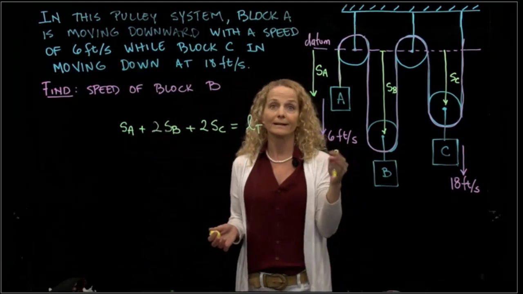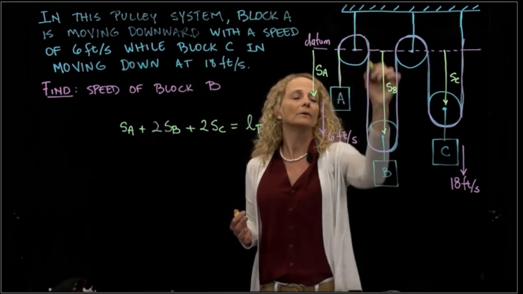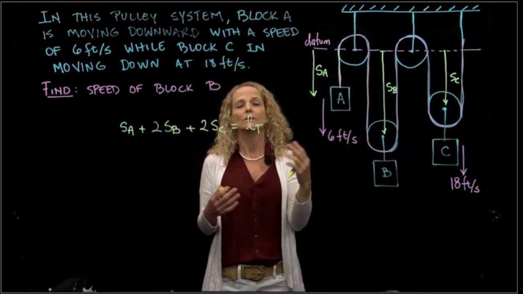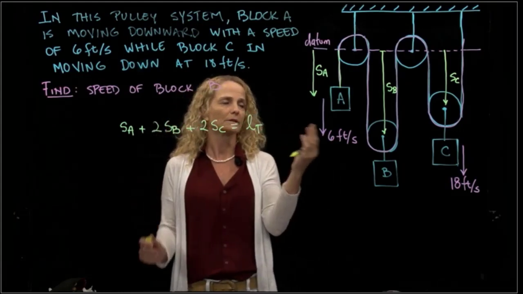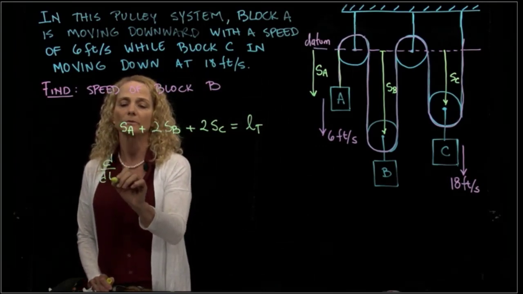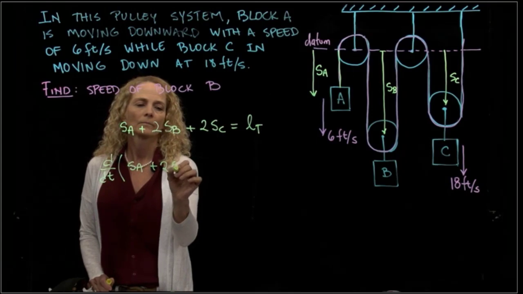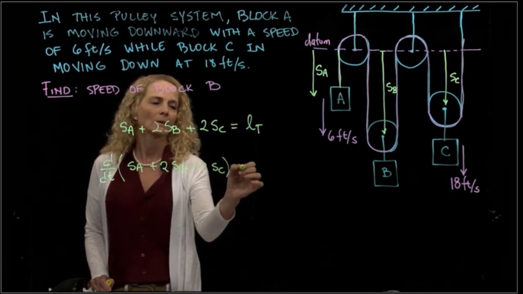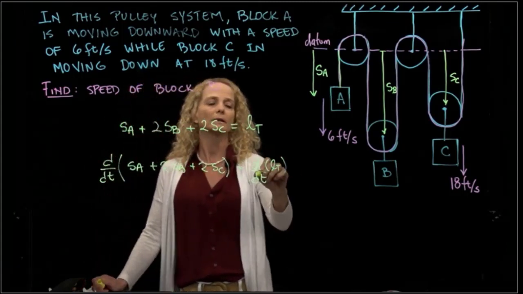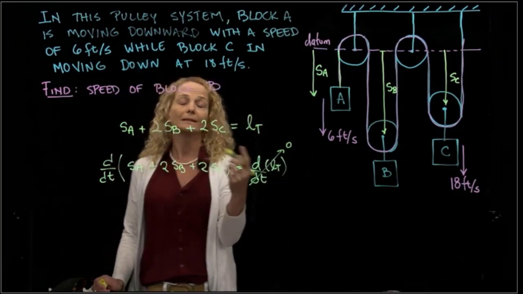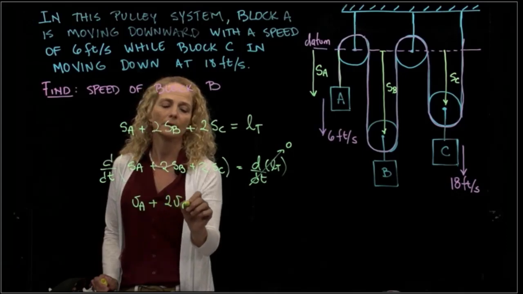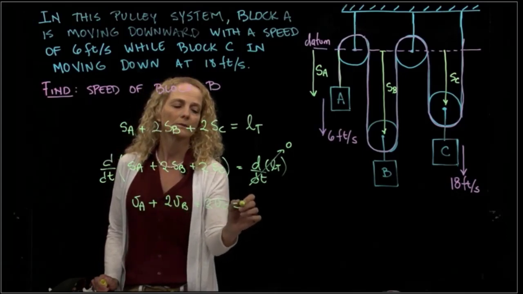Remember that we explained in the last problem that we have these little cords here that are constants, and since we are deriving these equations to relate the velocities, those constants will vanish because the derivative of a constant is equal to 0. So if we take the derivative of both sides of the equation with respect to time, the derivative of that distance will give us the velocity. So we have velocity A plus 2 velocity B plus 2 velocity C is equal to 0.